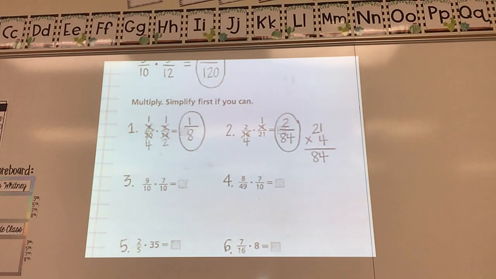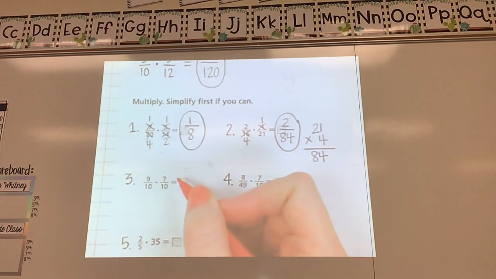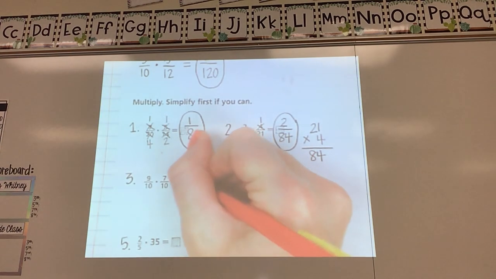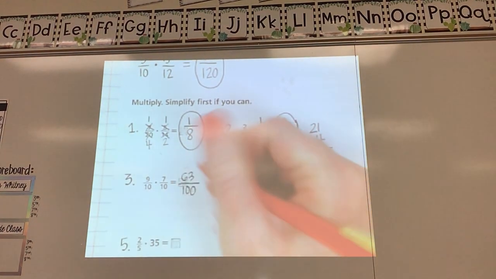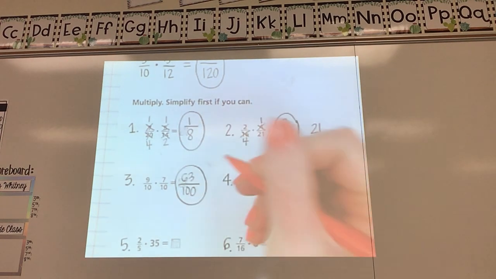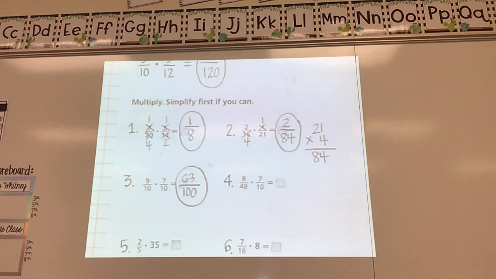No, I can't simplify this one. There's nothing that will divide into both, so we're just going to multiply across. 9 times 7 is 63, and 10 times 10 is 100. So even though that's a big fraction, it can't be simplified down because we already checked. I bet number 4 can be simplified down.